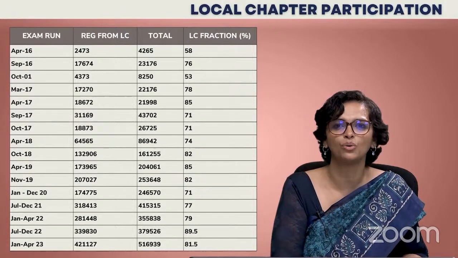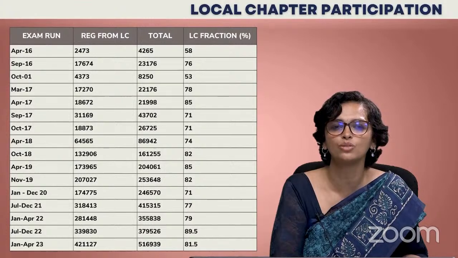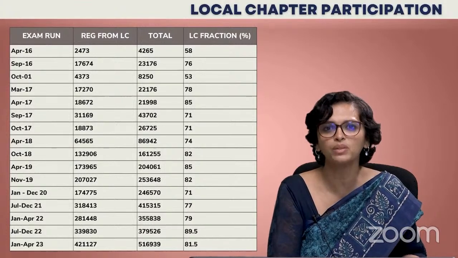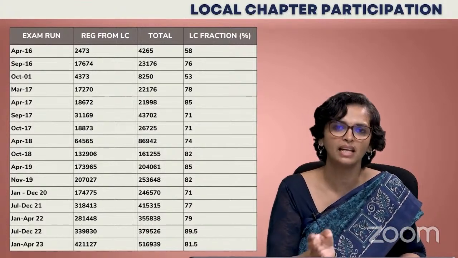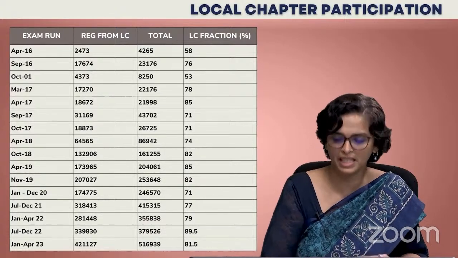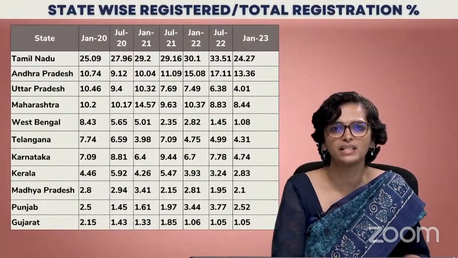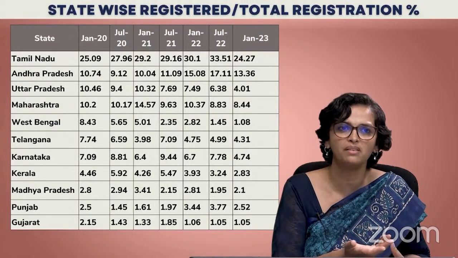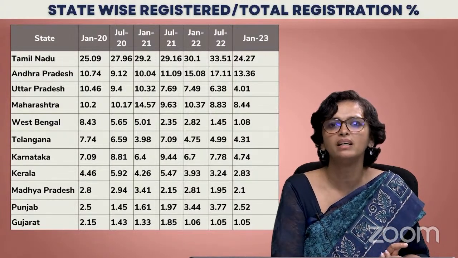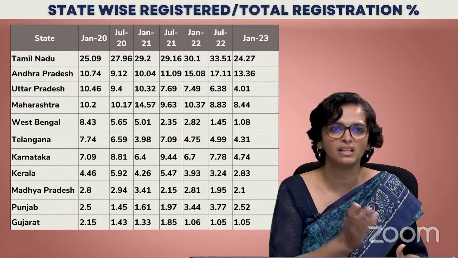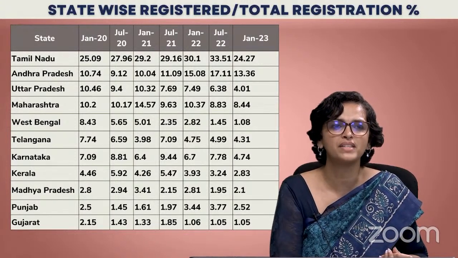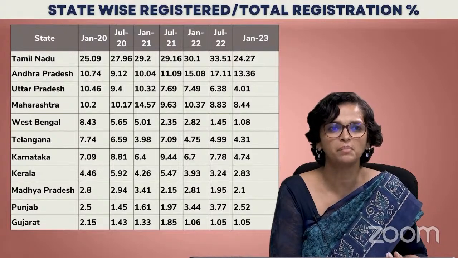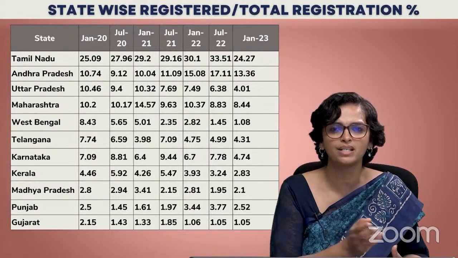we thank each and every local chapter for the support that they have given us over the years and for standing with us for the last 10 years that we have been doing certification. So these are the state-wise numbers that I was saying that we have currently. Tamil Nadu is anywhere between 25 to 30% over the last 7 semesters, as you can see. Then comes Andhra Pradesh, then comes UP, Maharashtra, West Bengal and so on.